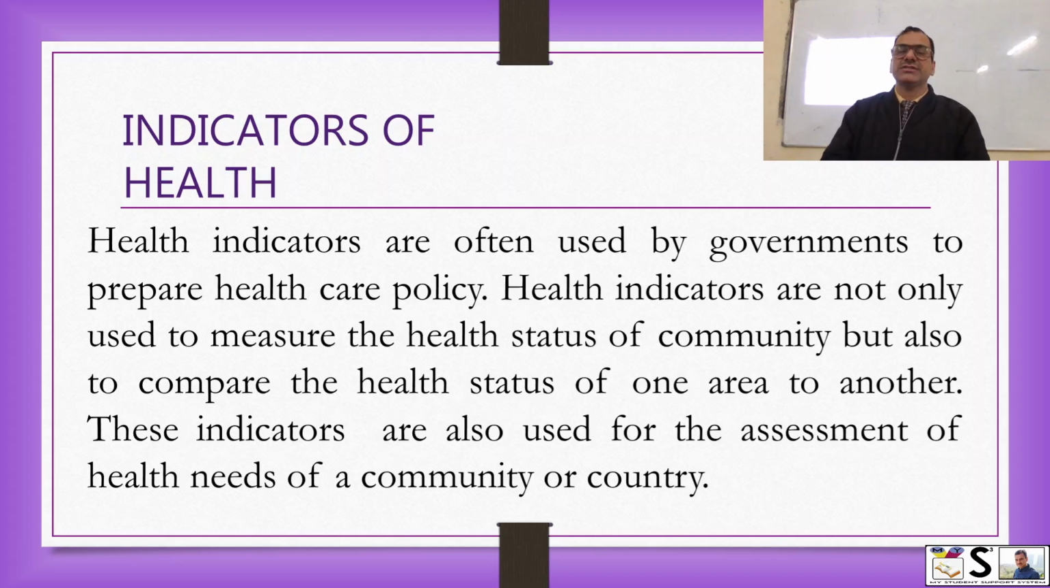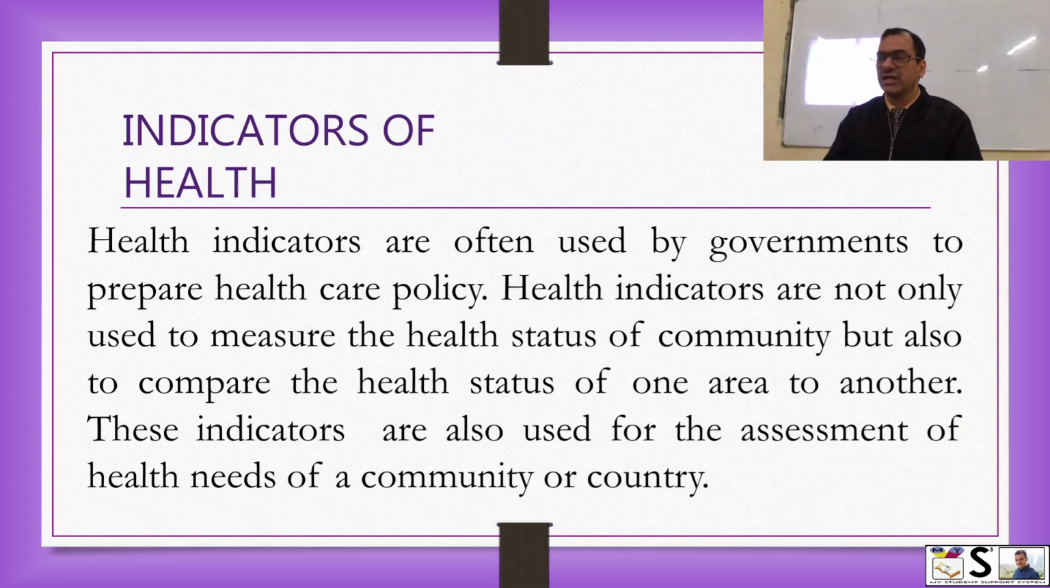The health indicators are often used by the governments to prepare healthcare policy. Okay. Normally these data are useful for the higher authorities, because based on these data they can prepare health policies for their particular district, for a particular state or for the country, depending upon these vital statistics. The health indicator is not only used to measure the health status of the community, but also by these data we can compare the health status of one community with another.